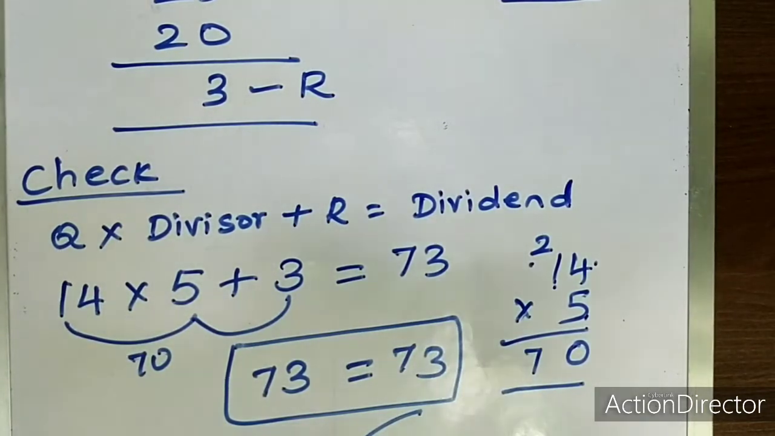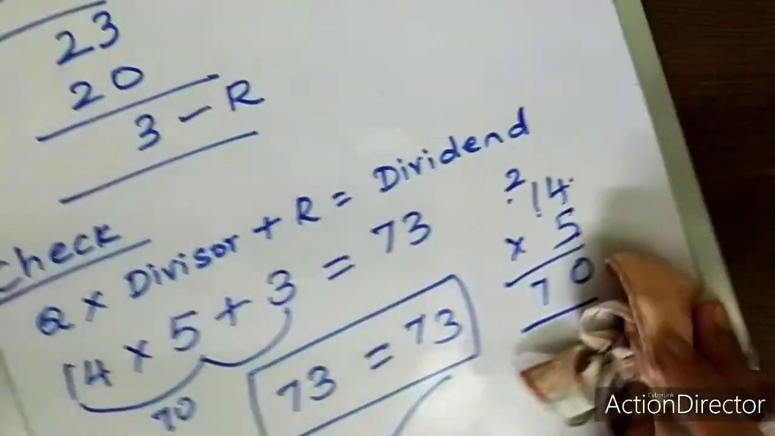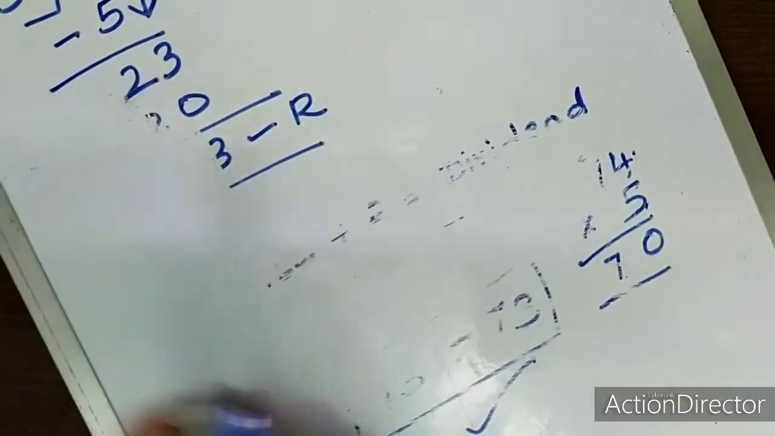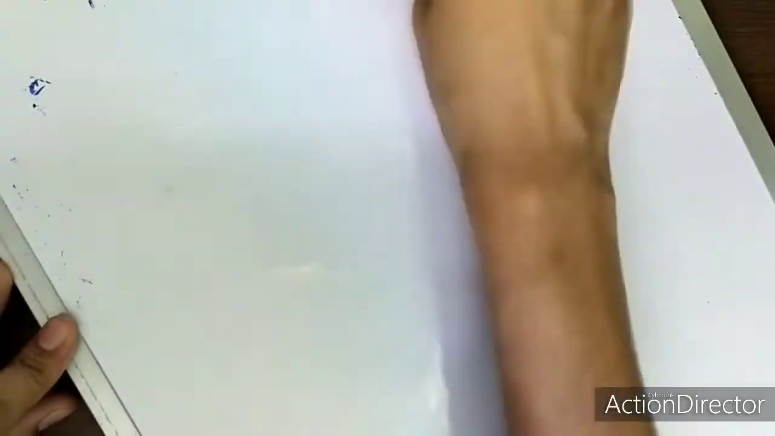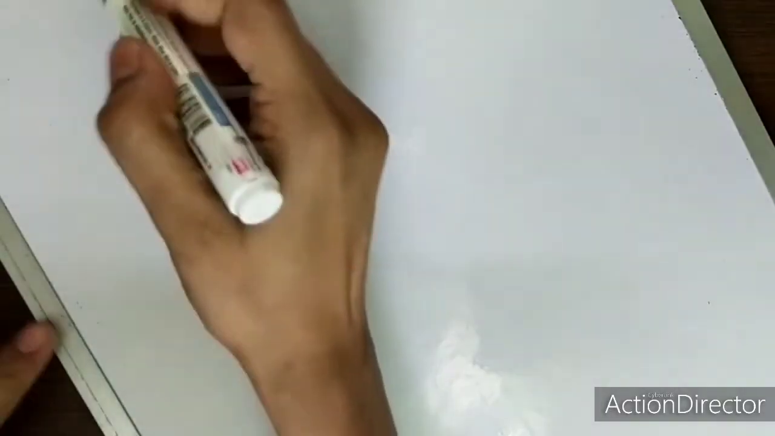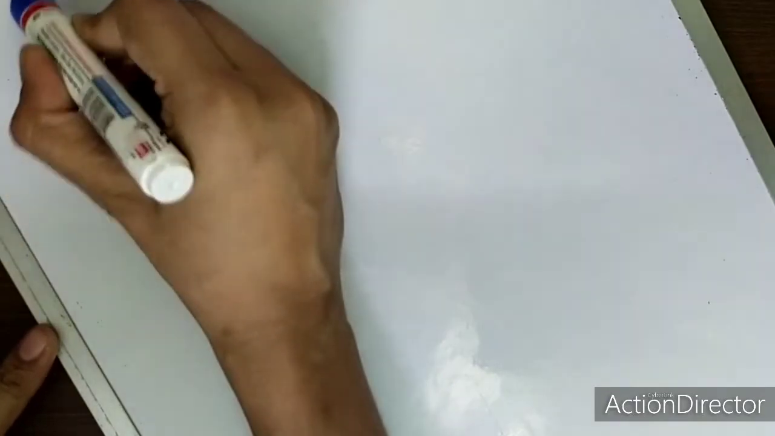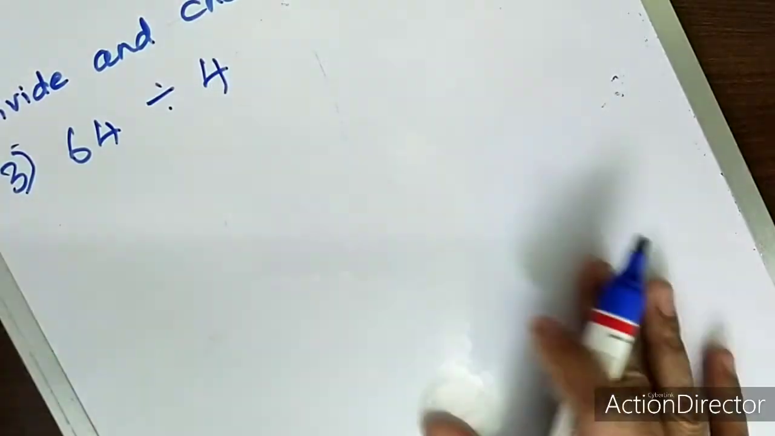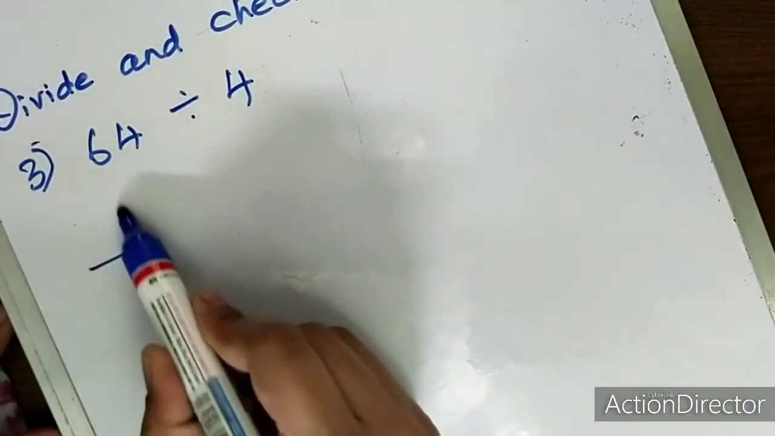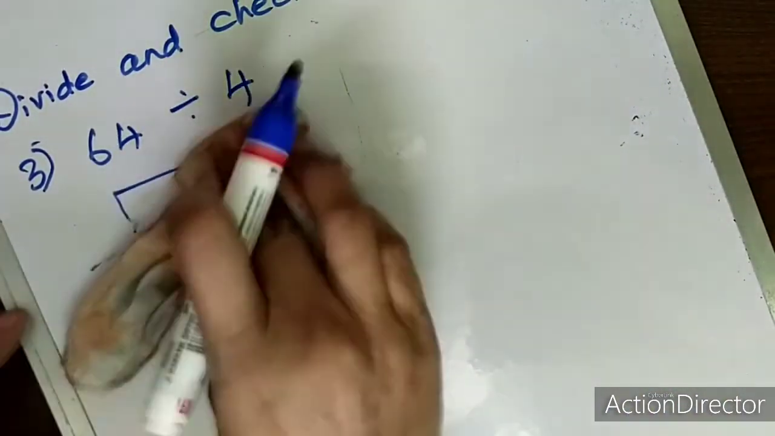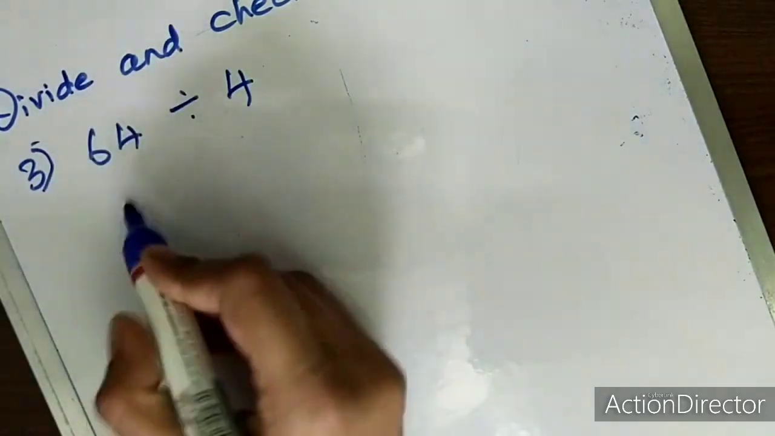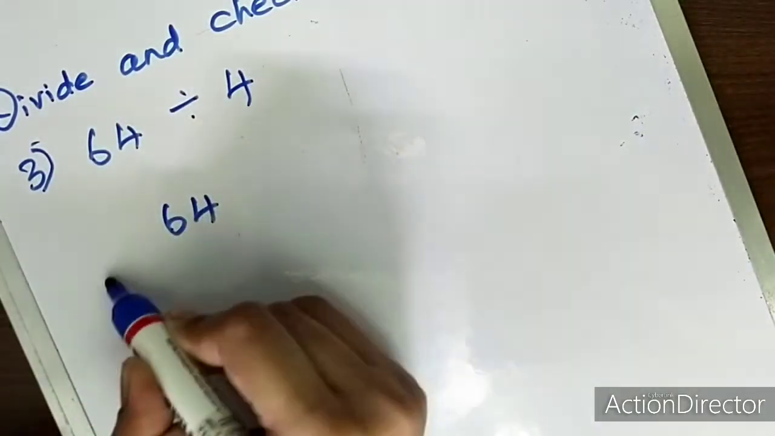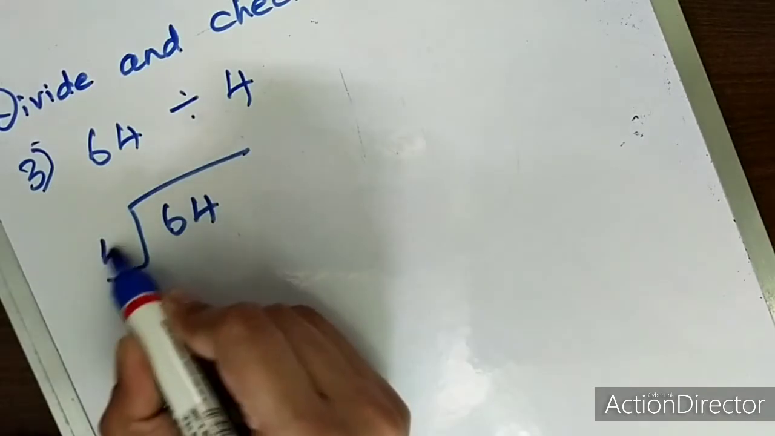Okay, yes. One more sum will do. After that, you please practice. So next sum, it is the third sum: 64 divided by 4. So what is the dividend? Dividend is 64 and the divisor is 4.